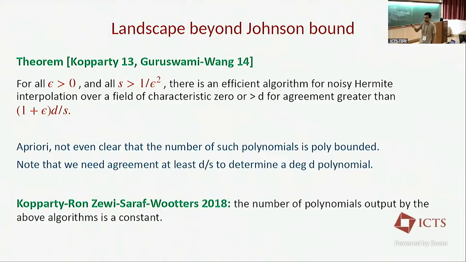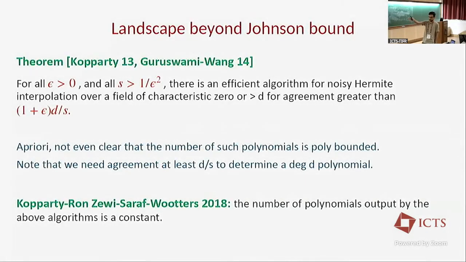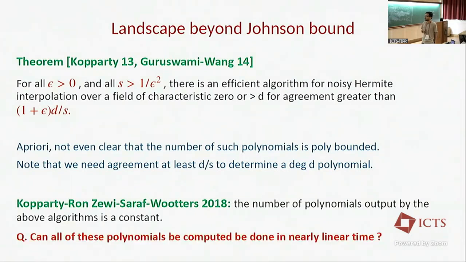And this is the result that Sashank mentioned in the previous talk. So Swastik, Shubhangi, Nogar, Ranzui, and Mary Wouters later showed that the number of such polynomials is actually a constant, and this constant has seen subsequent improvements, including the results that we saw in the last talk. Okay, so now because of these results that show that the number of such polynomials is a constant, we know that the output size in these problems is linear in the input size. So one could ask, can we compute all of these polynomials in nearly linear time?